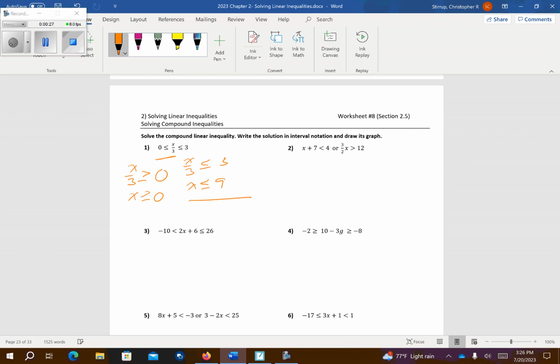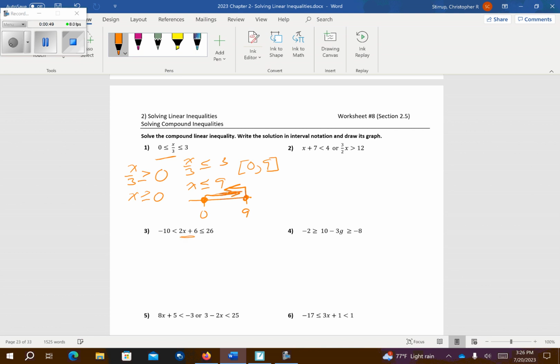And then let's draw the graph. 0 is greater than going this way. 9's over here, so less than going this way. It's an AND problem, so I want the overlap. Remember, AND doesn't have the word OR in it, like number 2. So our interval notation will be hard bracket 0 to hard bracket 9, because they were solid dots.